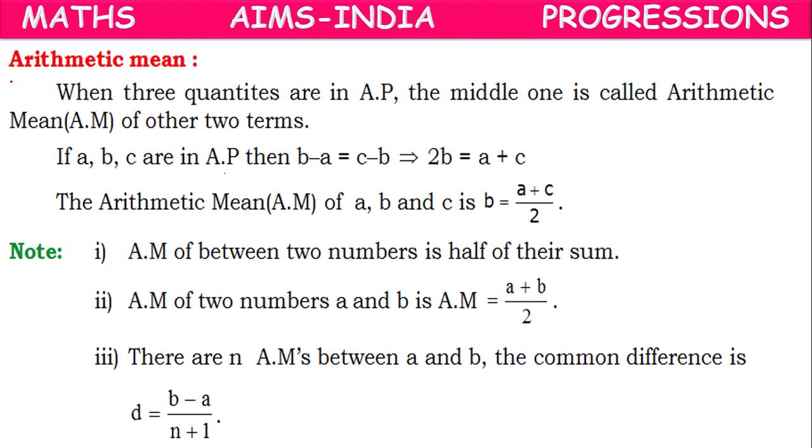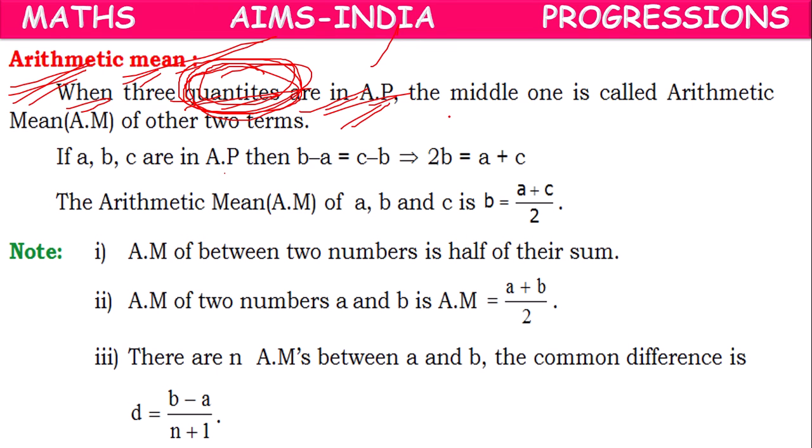Next we have a concept called arithmetic mean. So when three quantities are in AP, that three consecutive terms, the middle one is called arithmetic mean of the two terms. So this already we have discussed, children.